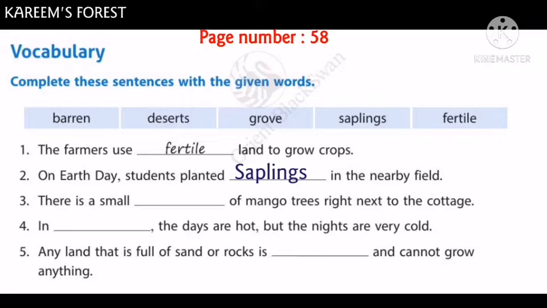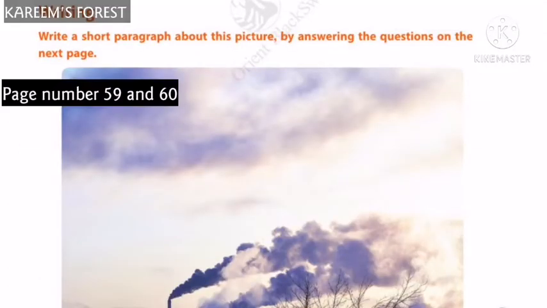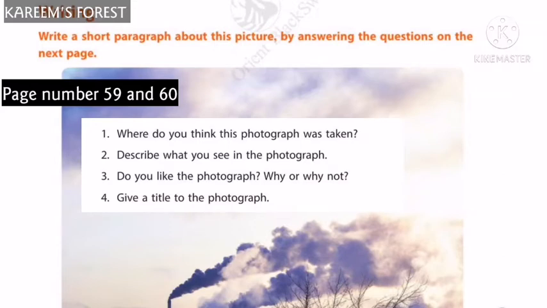Children, find out the next 3 questions' answers by yourself. After doing the activity, check your answers in Google Classroom. Next activity is from page number 59, that is writing. Write a short paragraph about this picture by answering the questions on the next page. On page 59, you can see an image. Next page, page number 60, you can see 4 questions. So you have to answer those 4 questions and make a paragraph.